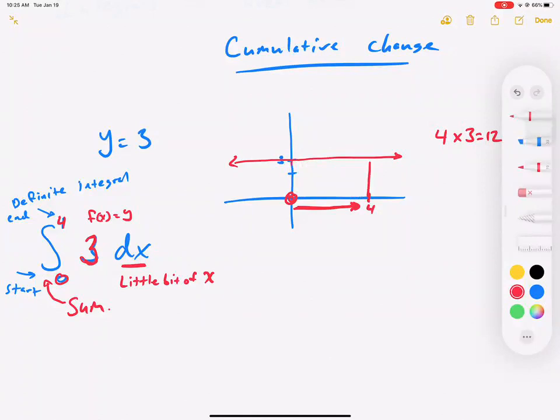If I add this little line plus this little line plus this little line, if I keep adding up all these little lines, eventually they would fill up the whole rectangle, wouldn't they? And that would give me the value of 12. Okay, so let's actually take the integral here and let's see if it gives it to me.